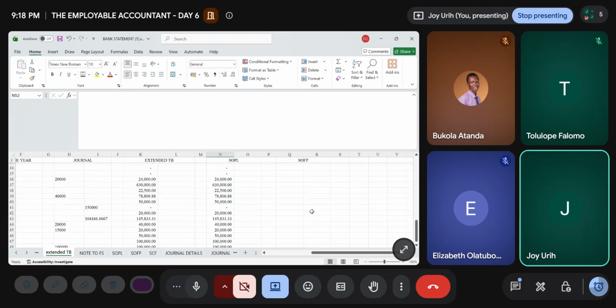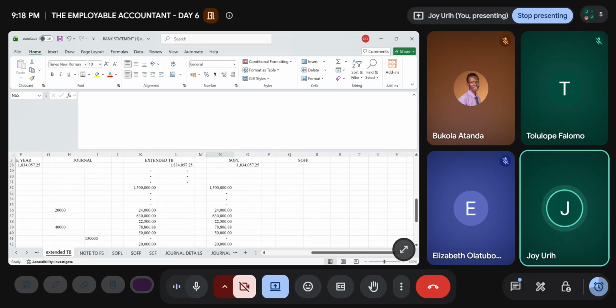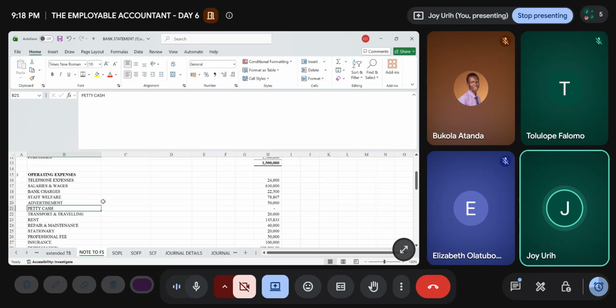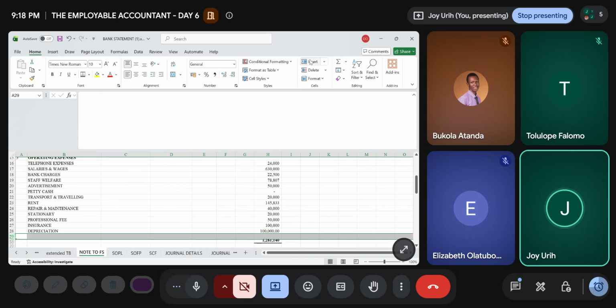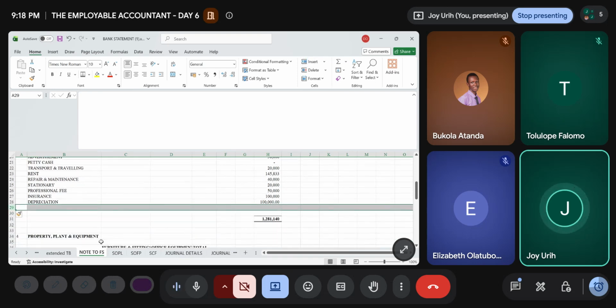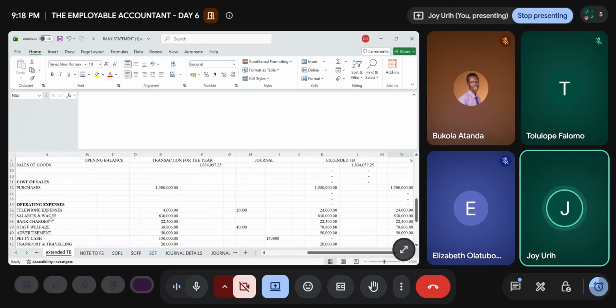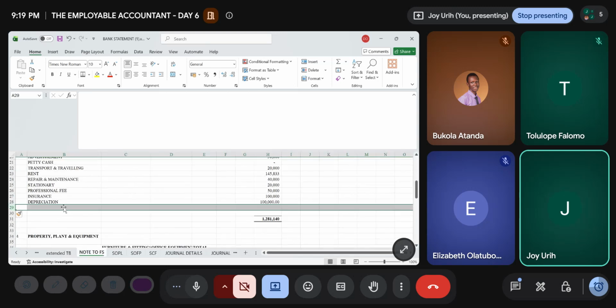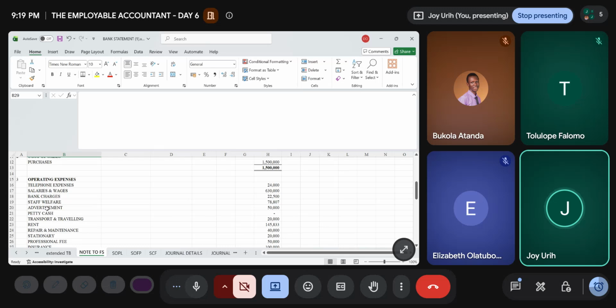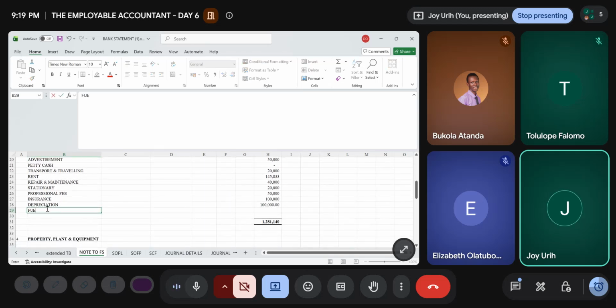With this, the next thing I want to do is to go to the notes to the financial statement and see if all of this is appearing. You can see our petty cash is now showing zero, which was our goal, to bring the petty cash to zero. Remember we introduced some new items like fuel and motor expenses. So I need to bring them in here. Those are the two items I'm going to bring in.